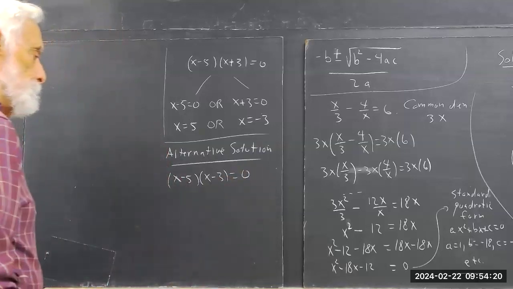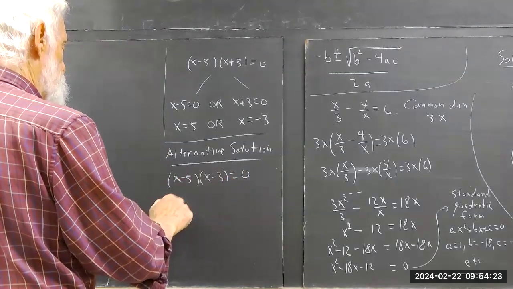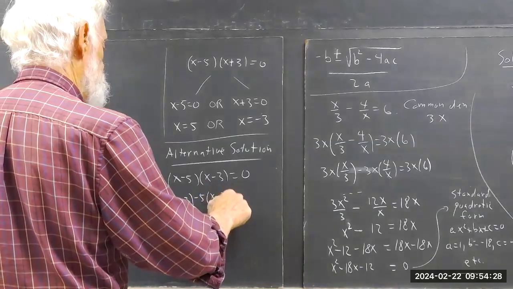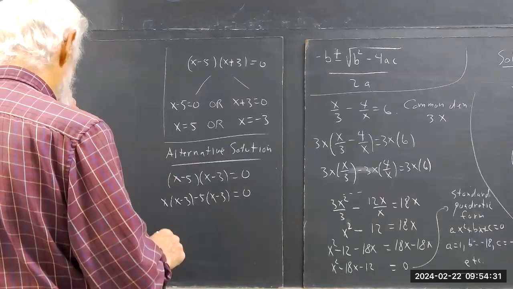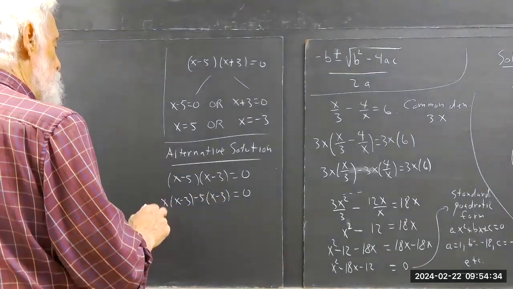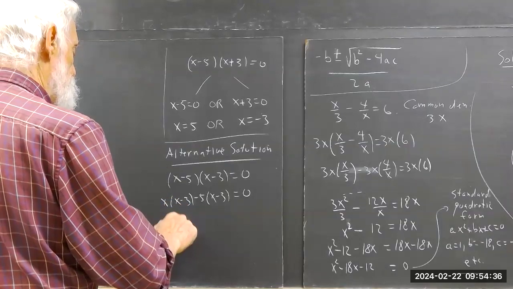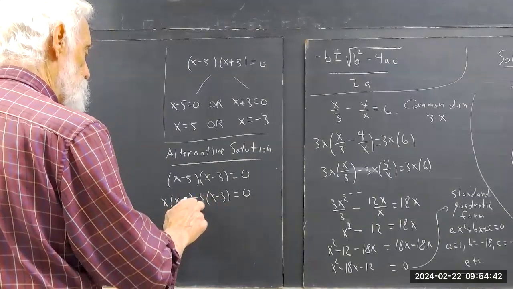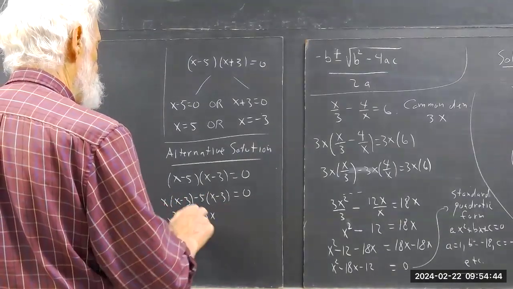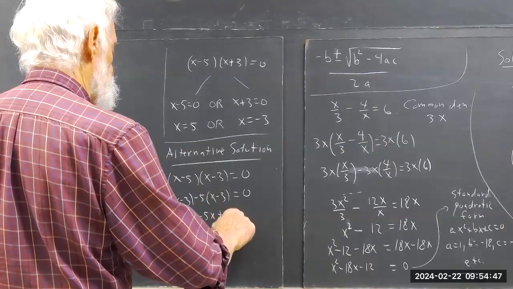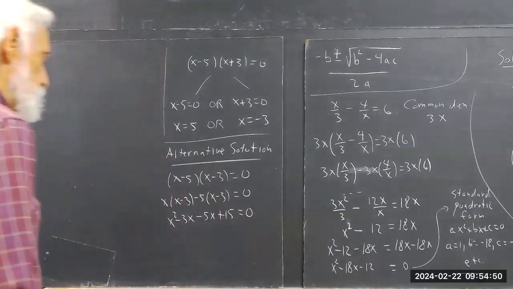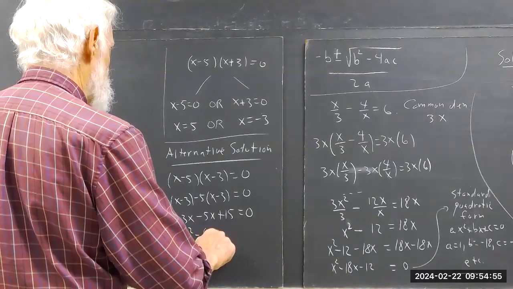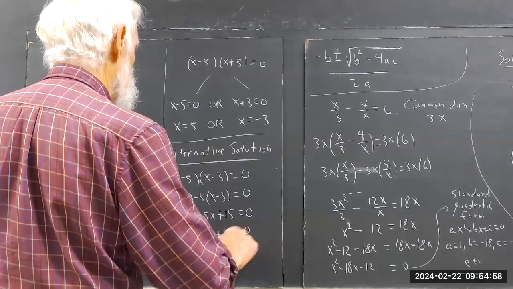Okay, so we start with this equation. We apply the distributive law. We get x times x minus 3 minus 5 times x minus 3 equals 0. And then we use the distributive law again. X times x minus 3 is x squared minus 3x. Negative 5 times x minus 3, well, negative 5 times x is negative 5x. Negative 5 times negative 3 is plus 15. And that equals 0. So we get x squared minus 8x plus 15 equals 0.